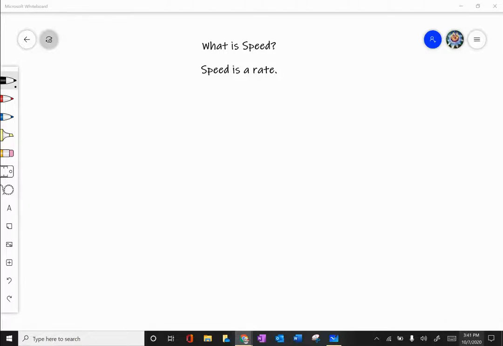Hello. Today I wanted to talk about a specific ratio that we're going to deal with called speed, what speed is, how we can calculate speed, and what we need to figure out what the speed of something is. When you think of speed, you think of how fast something is traveling. Well, speed is related to a couple of things. It's related to the distance. It's also related to the time.